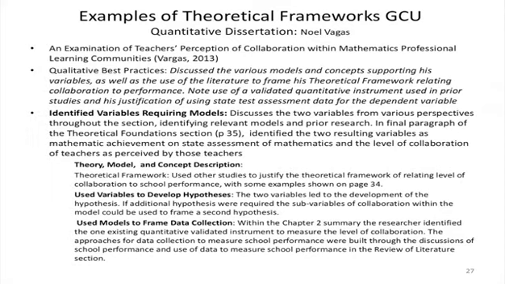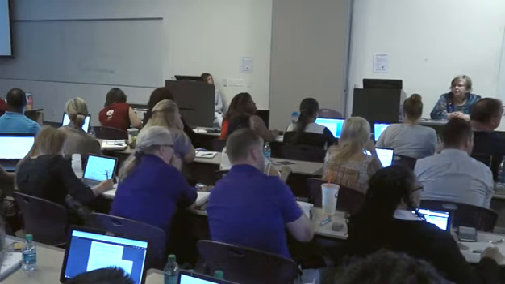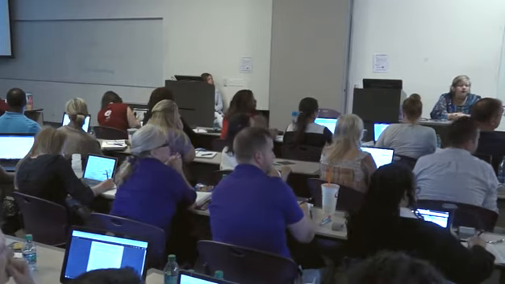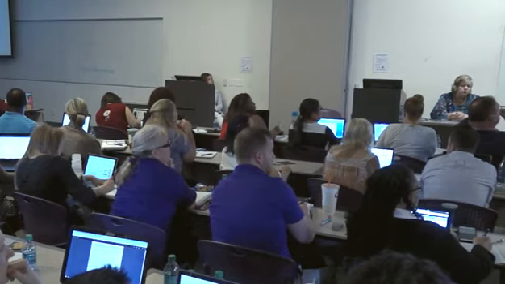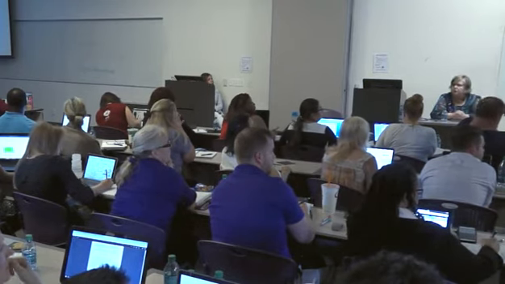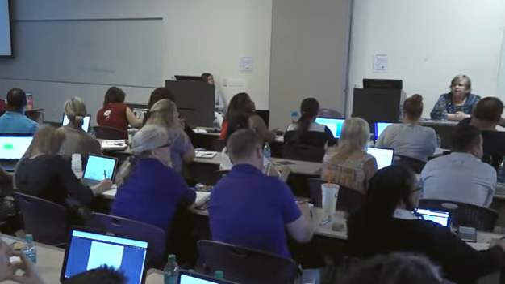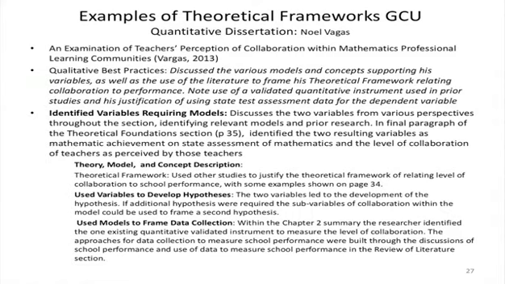Okay. This was, once again, a quantitative study, and he was looking at teachers' perception of the level of collaboration within mathematics PLCs and whether the higher level of collaboration would make a difference in terms of performance of the schools. So you got a whole bunch of schools within the school district, and the variables are what? What are the variables he's looking at? Teachers' perception of the level of collaboration and the performance of the schools.